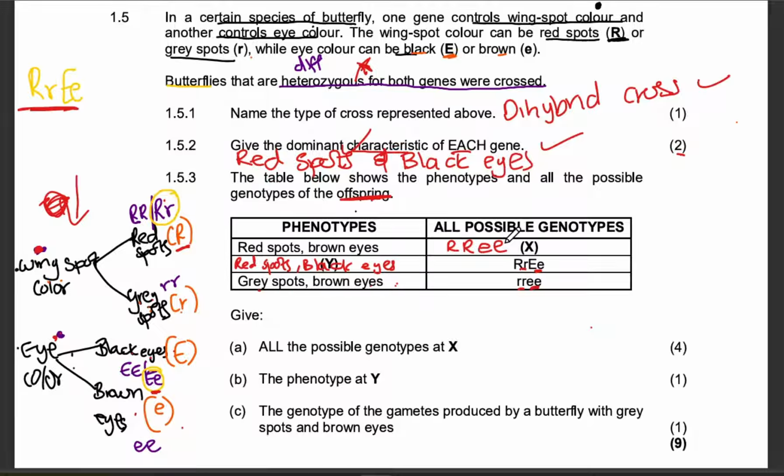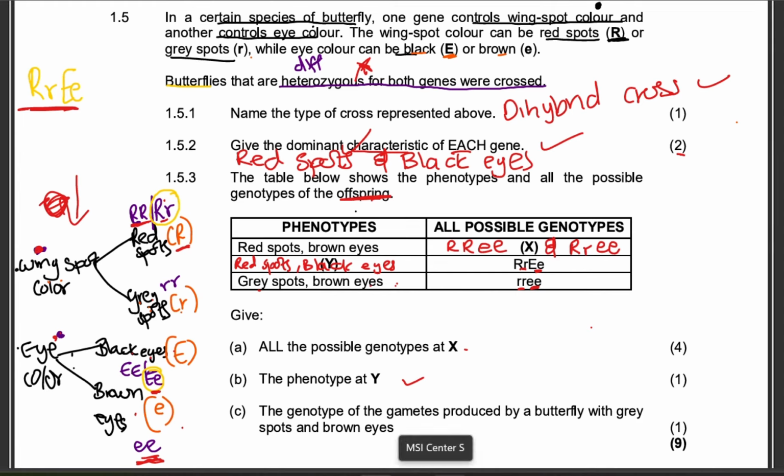Okay, so how was this marked? All right, so we've answered A and B. The possible genotypes we've answered at X, and the phenotype at Y. The last question: give the genotype of the gametes produced by a butterfly with gray spots and brown eyes. All right, now what you're given here, they've said the butterfly has gray spots, and the genotype for gray spots is small r, small r. This is not the answer, guys. I'm just showing you how you get your answer.